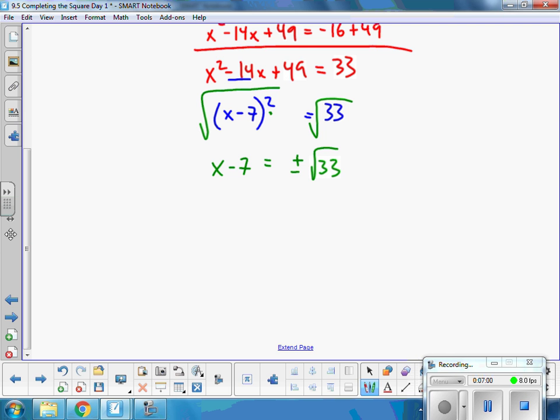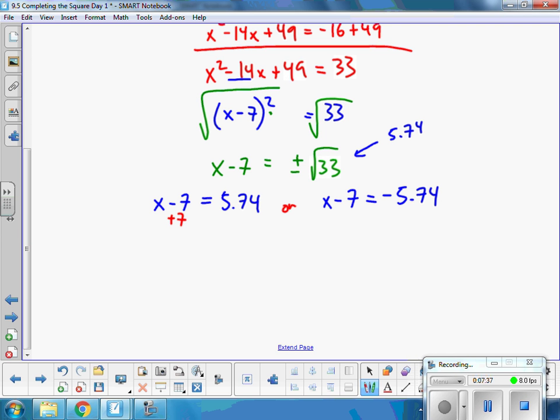The square root of 33 is about 5.74. Okay. Well, now I'm going to look at my two parts here, because I know that x minus 7 is going to equal 5.74, and x minus 7 could also equal negative 5.74. I don't know if it's using the positive version or the negative version of it. So I need to consider both of them. So that's why I've got my "or" here.